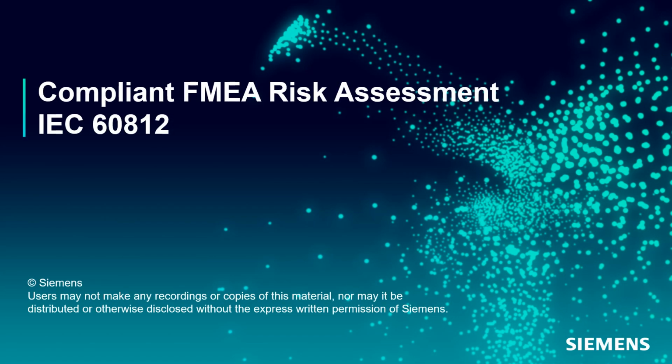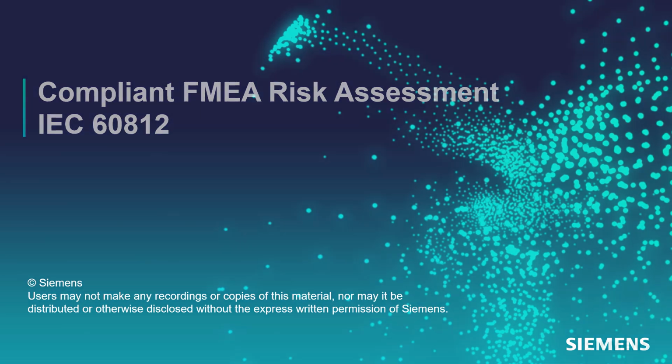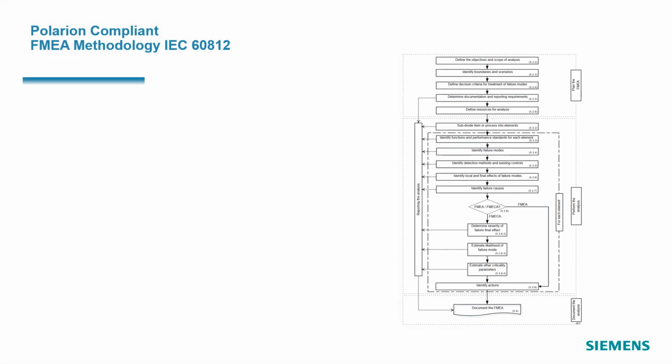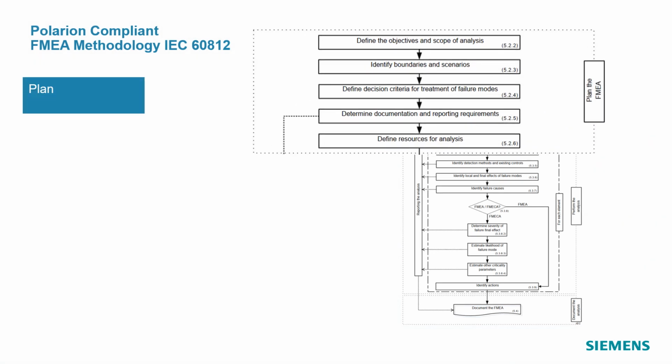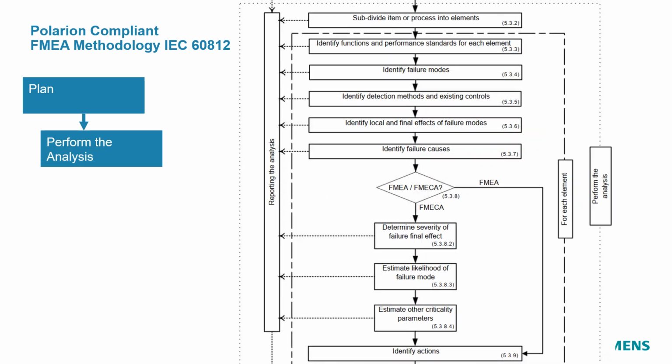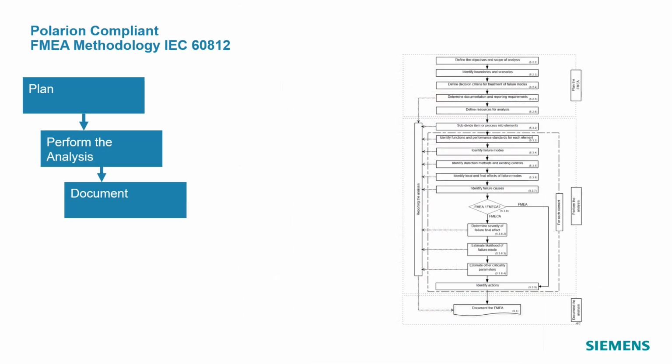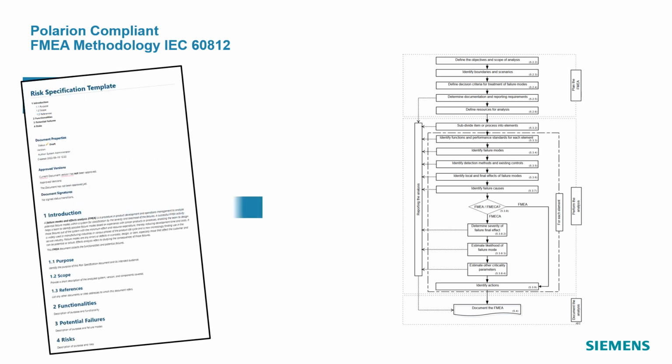Compliant FMEA risk assessment to IEC 60812. The Polarion X functional safety template also provides a compliant FMEA methodology to IEC 60812. While not necessary for functional safety, risk analysis are often done in alignment. So we have provided you the overall risk specification template and an outline for providing compliant FMEA analysis.